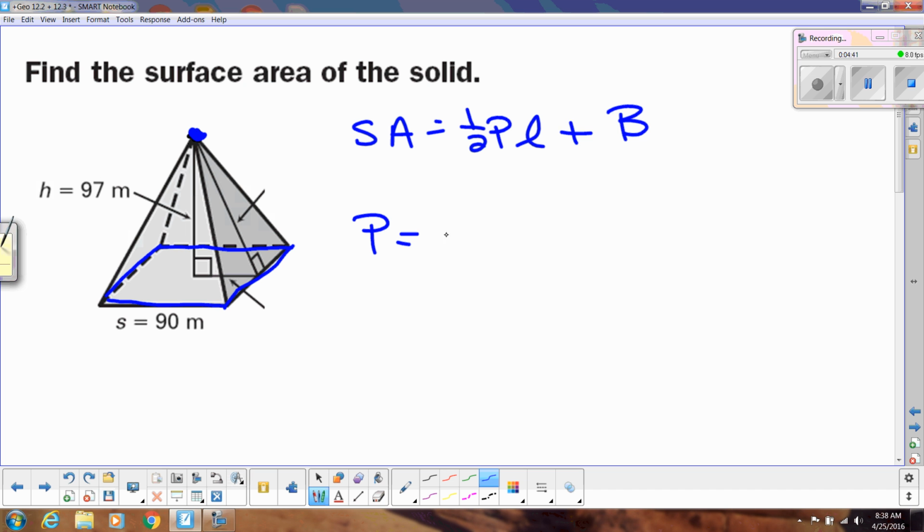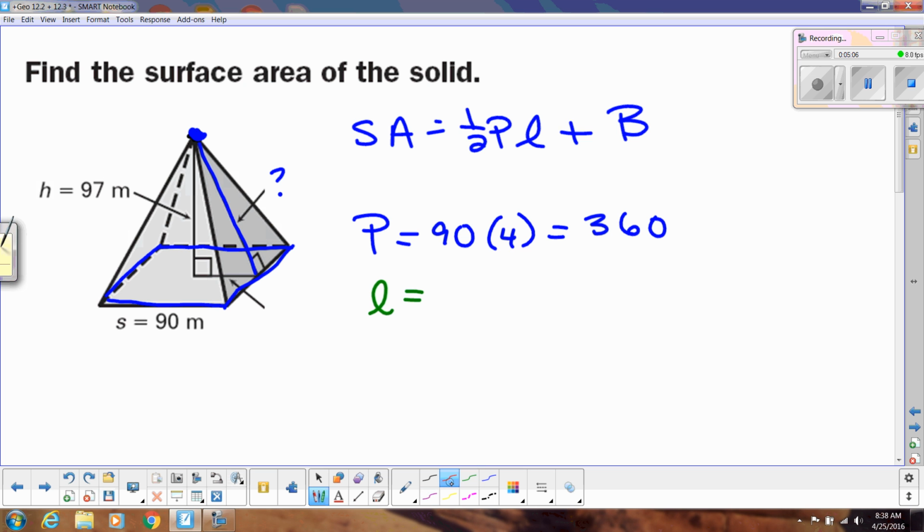Each side is 90, so that's going to be 90 times 4 since it's a square. And that would be 360. All right, L, did they give us L? Do you see how L would be? We don't know. It's right here. We don't know this slant height. So that's going to be something we have to find. So L we'll find in just a minute.